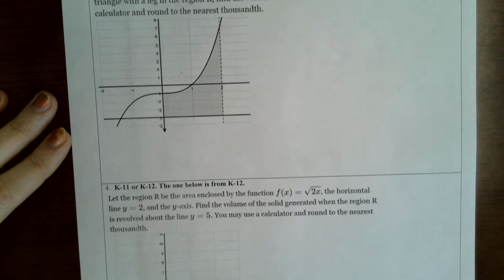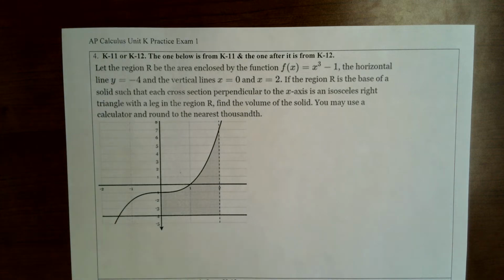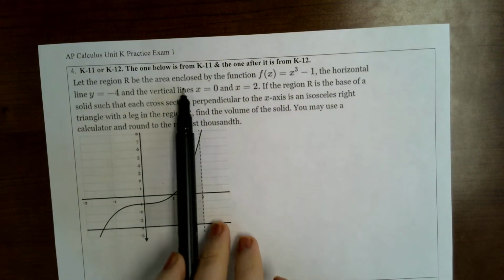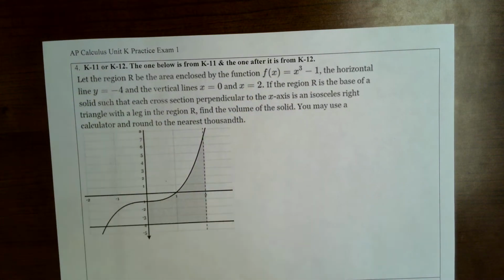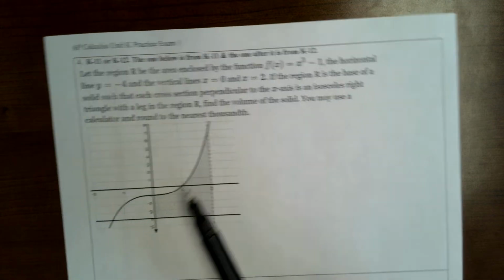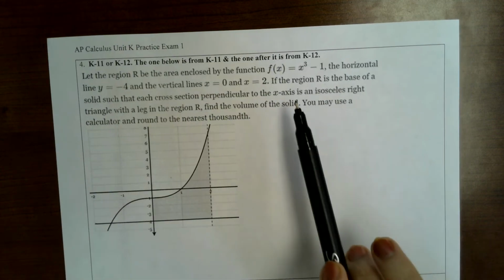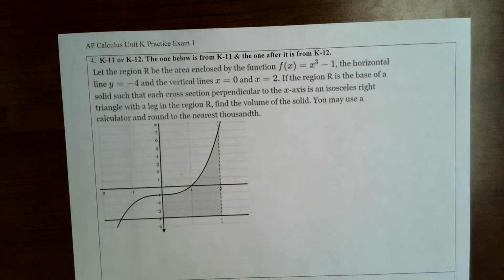Okay. Now the third page. So there's only going to be one number 4, but they could be like either of these two. All right, so this is from K-11. Let the region R be the area enclosed by the function x to the third minus 1, the horizontal line y equals -4, and the vertical lines x equals 0 and x equals 2. All right, so they're describing this shaded region here. If the region R, this shaded region, is the base of a solid such that each cross-section perpendicular to the x-axis is an isosceles right triangle with a leg in the region R, find the volume of the solid.